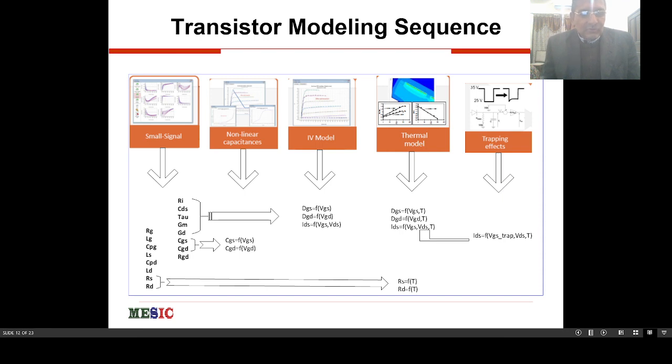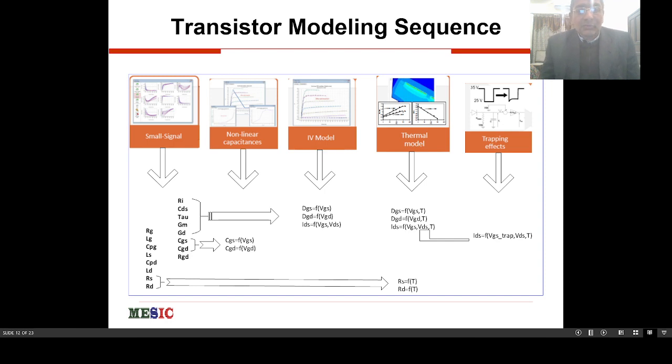We take out the values of resistance, like you can see the gate resistance, gate inductance, capacitance, source inductance, capacitance, drain capacitance, inductor, and everything. And also we can get the gm and gds and other capacitances using small signal analysis. After small signal, we go for the large signal analysis, the large signal model.